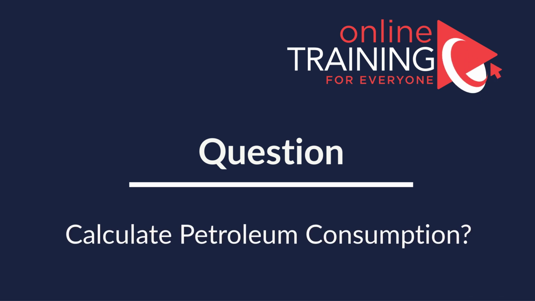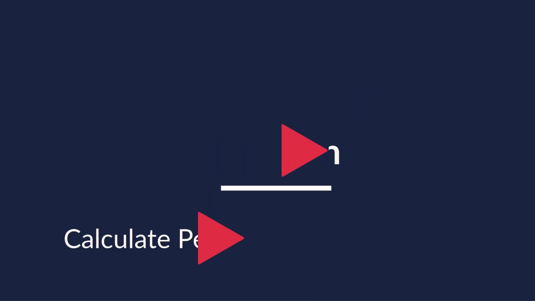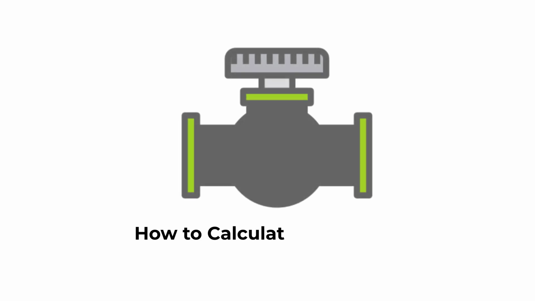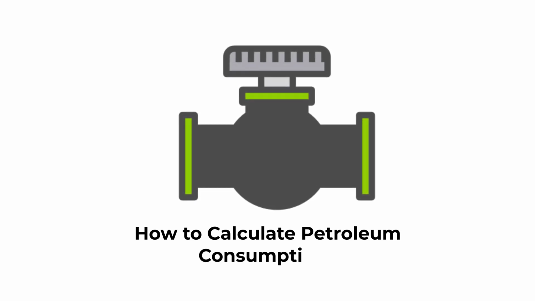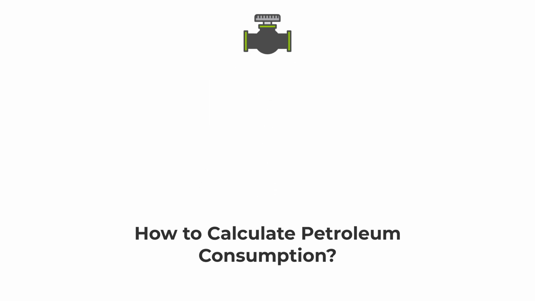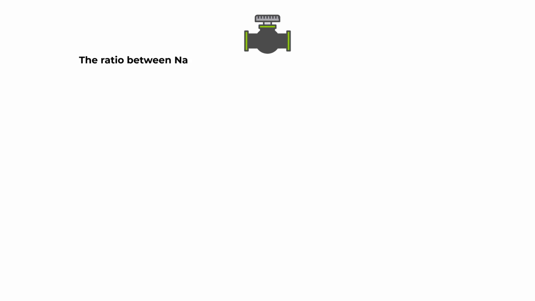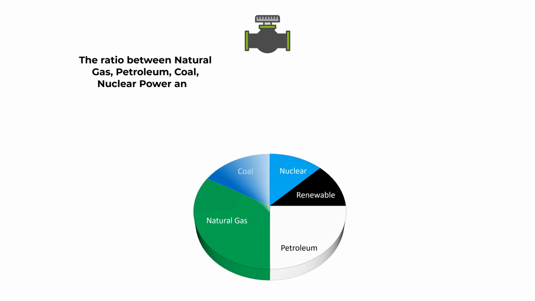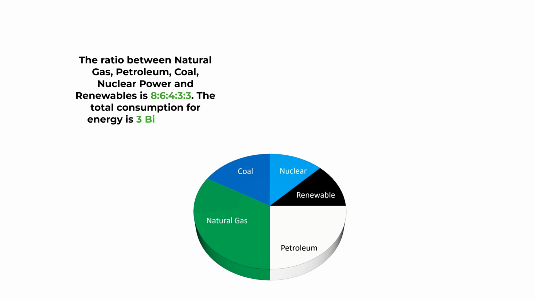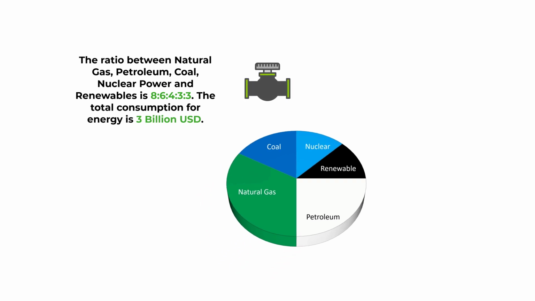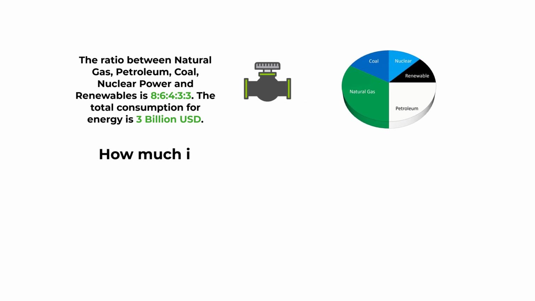A lot of times, you might be presented with the pie chart questions on the test. This is an example of this type of question. You need to calculate petroleum consumption. The ratio between natural gas, petroleum, coal, nuclear power, and renewables consumption is 8 to 6 to 4 to 3 to 3. The total consumption of energy is $3 billion. So, how much in US dollars was consumed in form of petroleum?